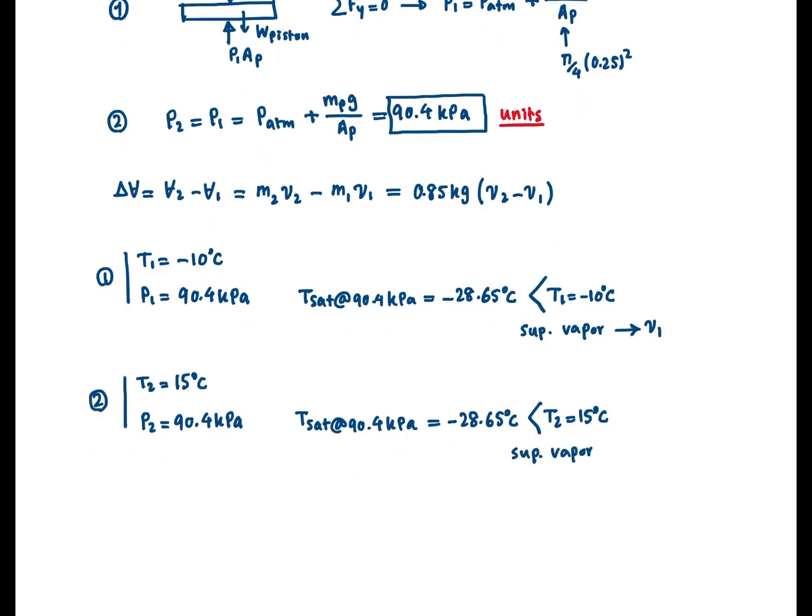We can go to the superheated vapor table one more time and read for a specific volume in the final state. So v1 is given, v2 is given. I can plug into the equation for delta V and solve for delta V. It will be 0.0205 meter cubed.